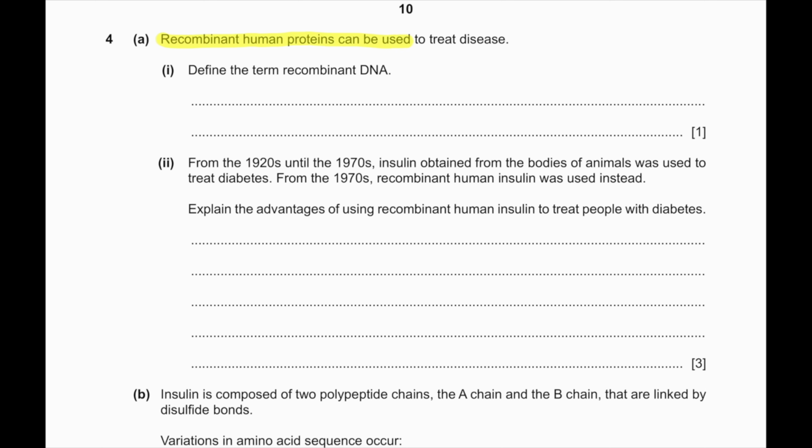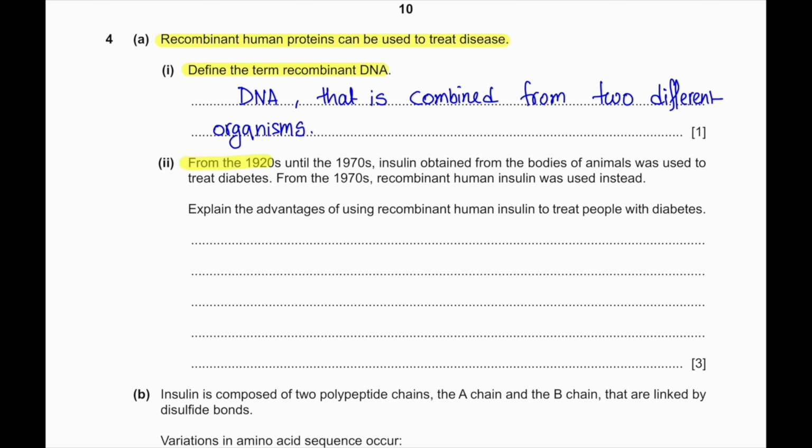Recombinant human proteins can be used to treat disease. Define the term recombinant DNA. Recombinant DNA is the DNA that is combined from two different organisms. From the 1920s until the 1970s, insulin obtained from the bodies of animals was used to treat diabetes. From the 1970s, recombinant human insulin was used instead. Explain the advantages of using recombinant human insulin to treat people with diabetes.